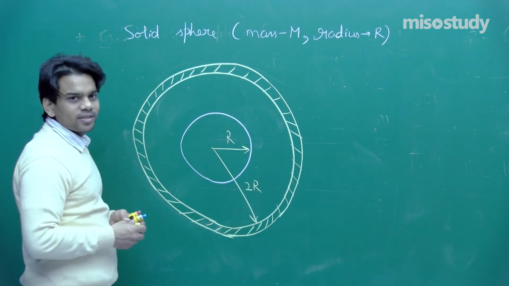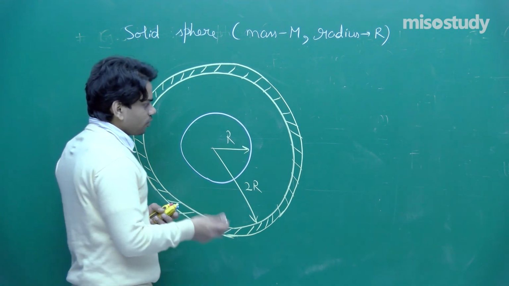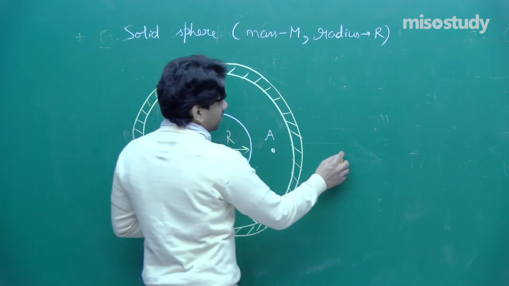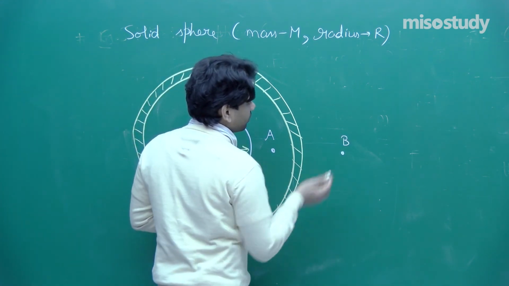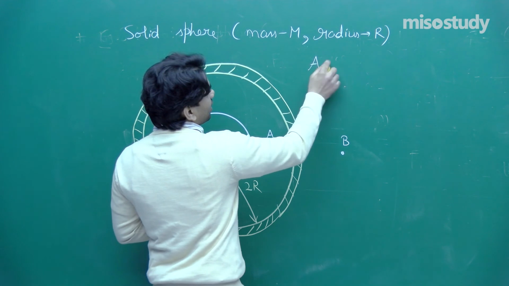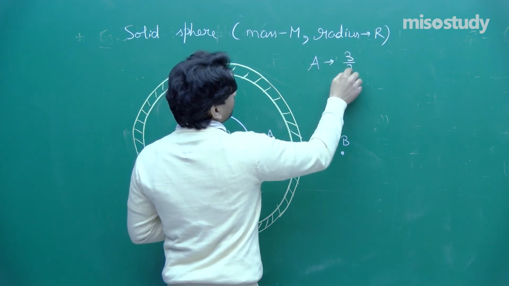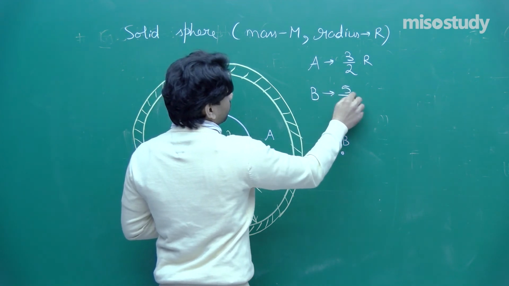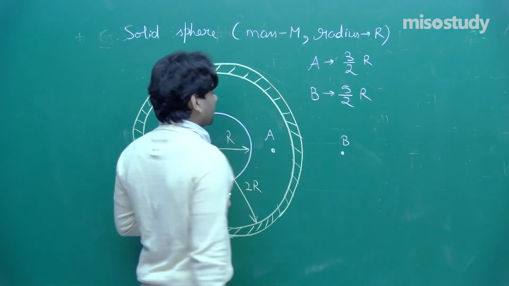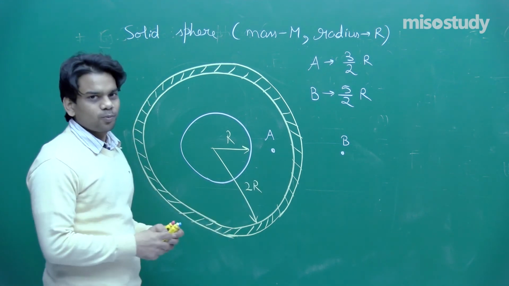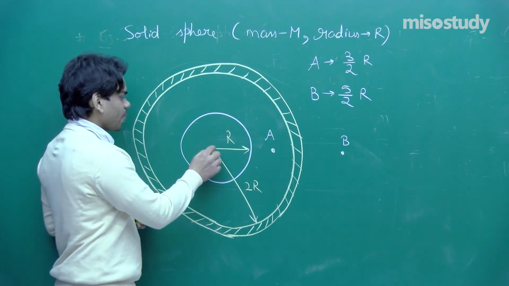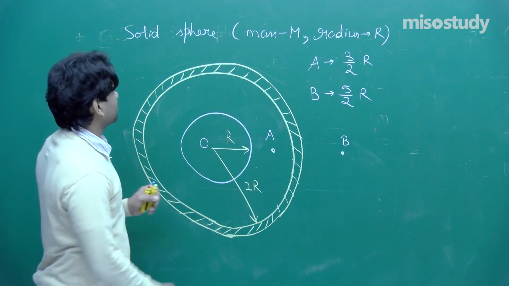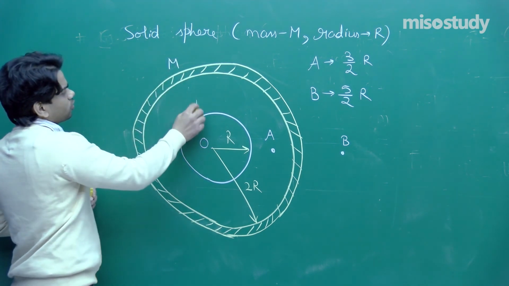Now there are 2 points where we are required to find the value of the net gravitational field, one at point A and another at point B. A is lying at a distance of 3 by 2 r and B is lying at a distance of 5 by 2 capital R from the center of the sphere. Both are concentric. This is center O. Mass is the same, radius is just different. This is also mass m. It's also mass m.